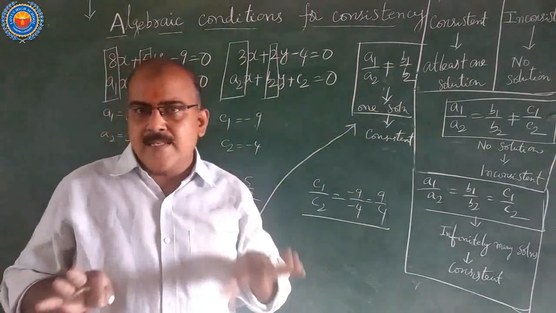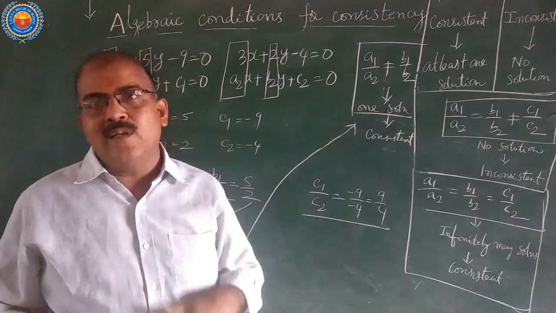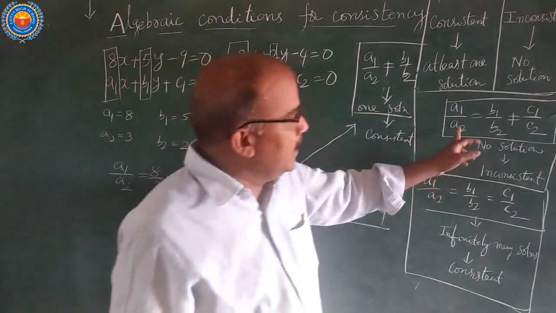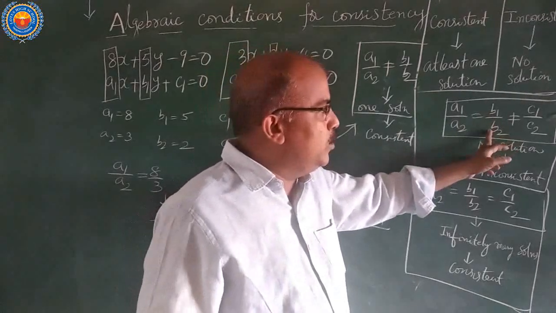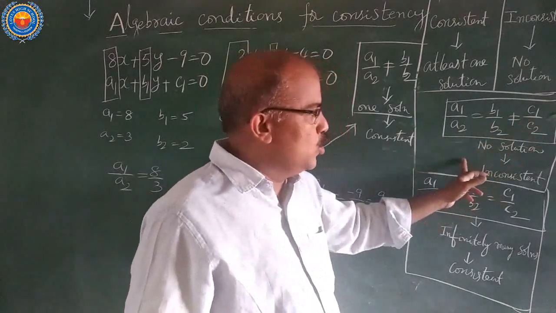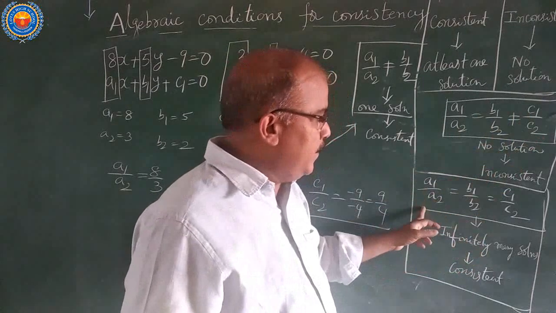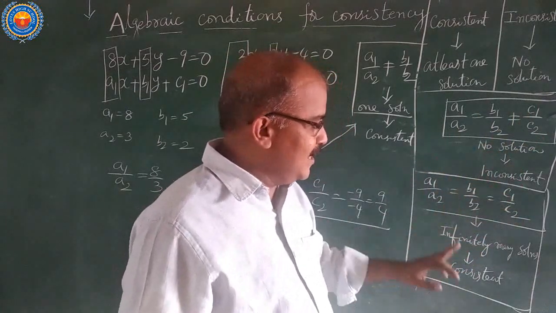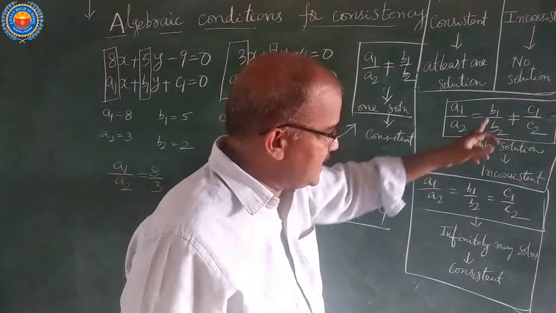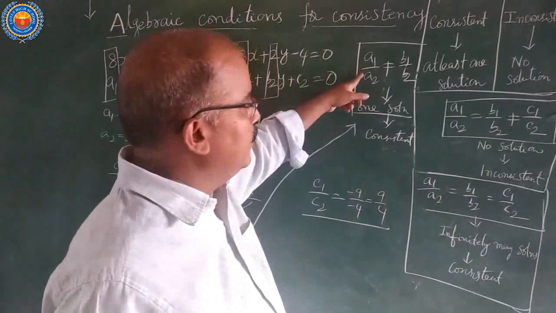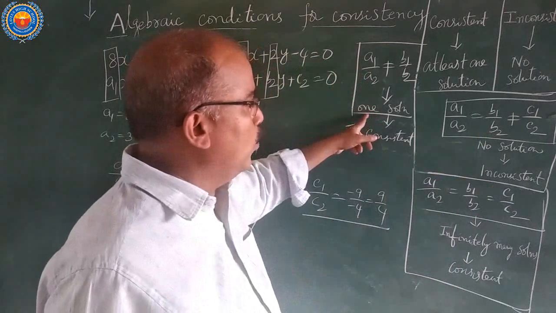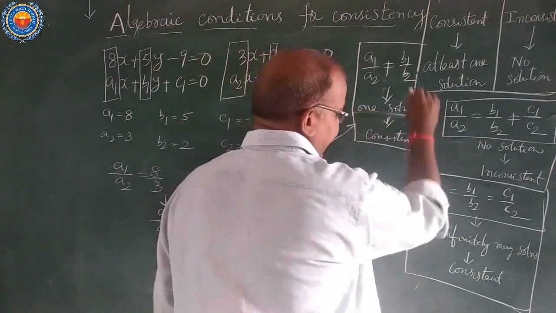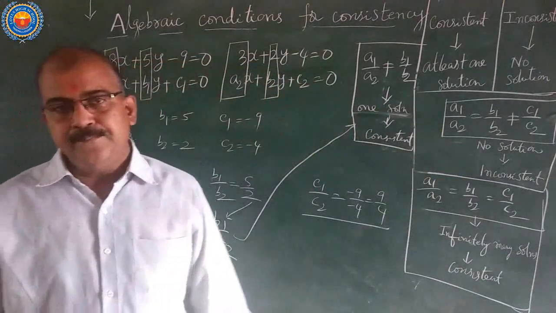Today's main class is about consistent and inconsistent. The conditions are: if a1 by a2 is equal to b1 by b2 is not equal to c1 by c2, there is no solution, inconsistent. If a1 by a2 is equal to b1 by b2 is equal to c1 by c2, infinitely many solutions, consistent. If a1 by a2 is not equal to b1 by b2, one solution, consistent. This is very, very important.